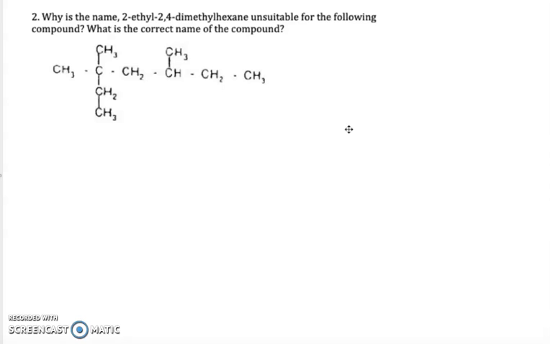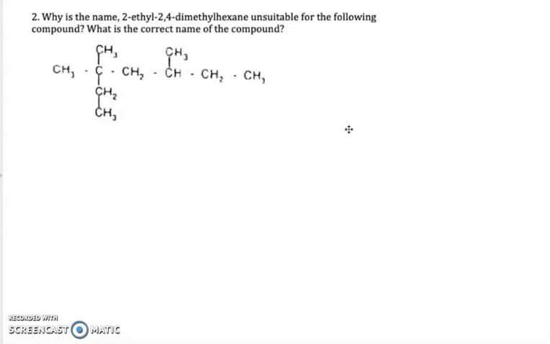That's something that's consistent in organic: if we have more than one thing that needs to go either into the prefix section or into the suffix section, we're always going to put them in alphabetical order, okay? So when we look at this one, it says, why is the name 2-ethyl-2,4-dimethylhexane unsuitable for the following compound? And what is the correct name of the compound?